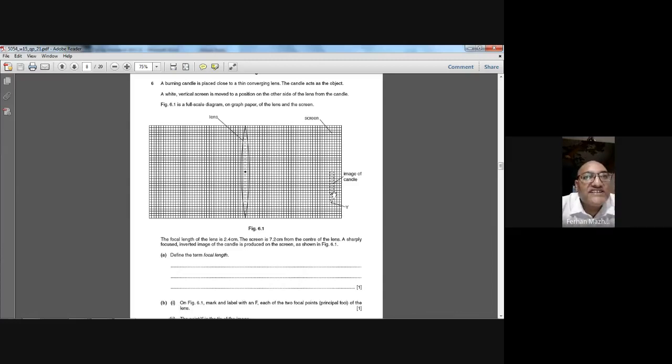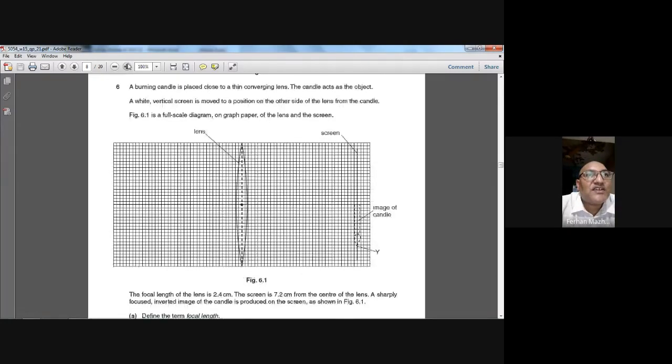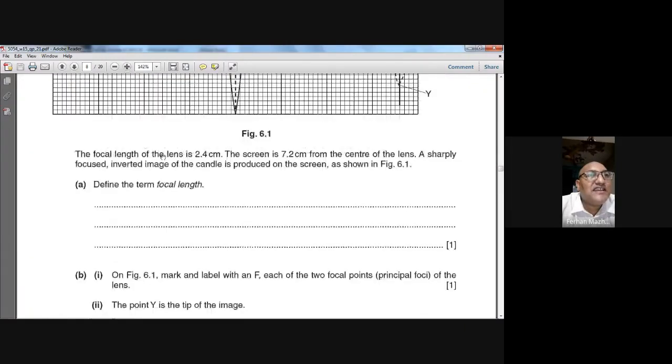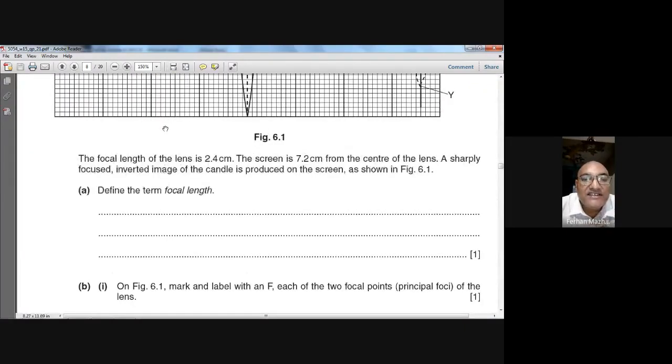The first question is: define the term focal length. So he wants us to define the term focal length. Okay, so we can define focal length. Focal length is basically the distance on the principal axis from the optical center to the principal focus.